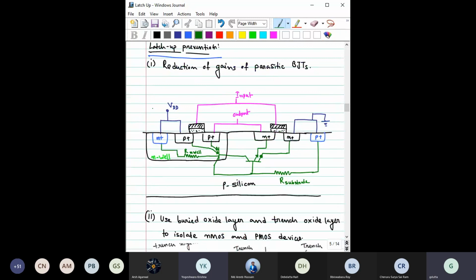How can you reduce the beta of a bipolar junction transistor? What will happen if you increase the base doping? Base doping will reduce beta, right? So for example, for this, if you increase this N-well doping, that will reduce the beta. There are a couple of other ways. One is by increasing the doping of this.